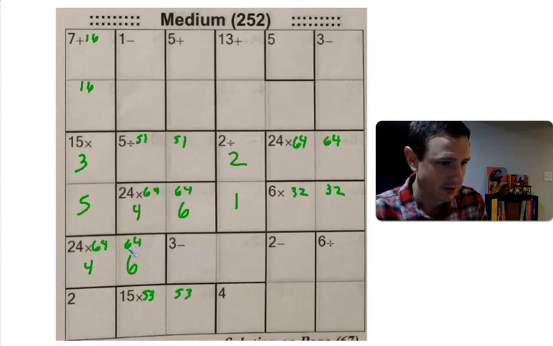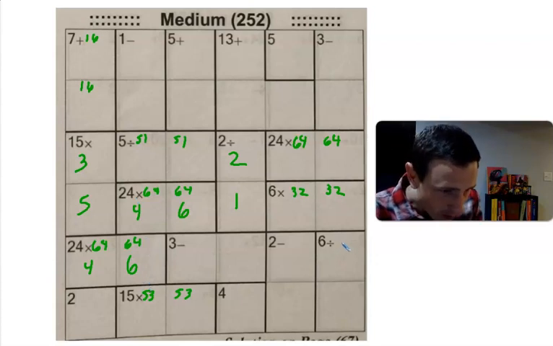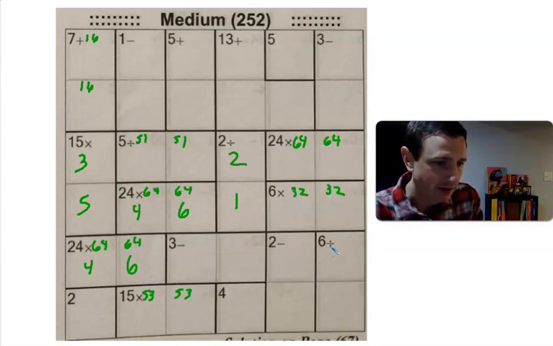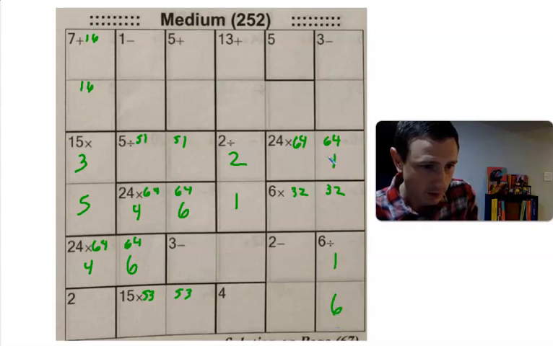Can I do anything else? Don't think so. Oh, six and one over here. So we want to divide. If this is six and one, this has to be a one. This is going to be a six. This will be four, six.